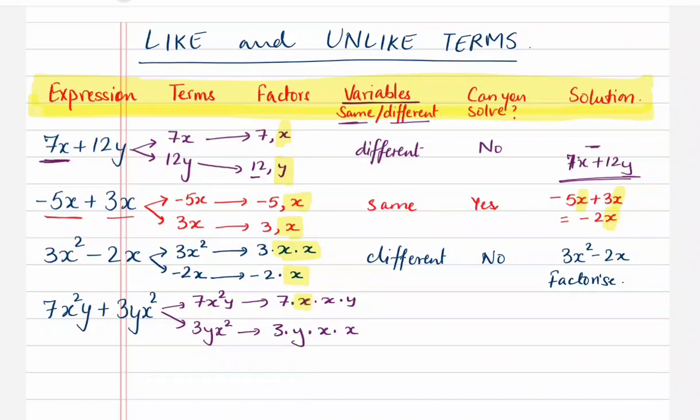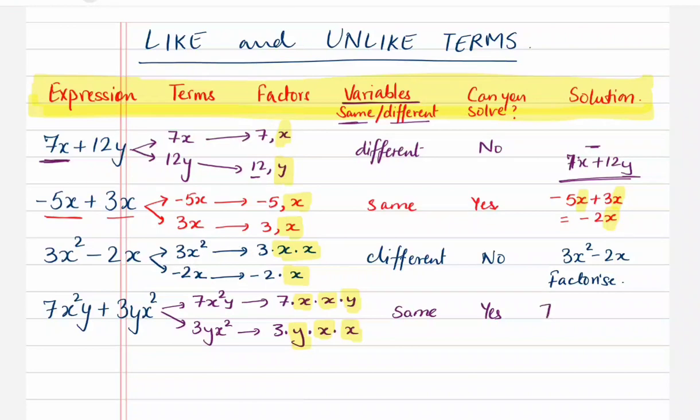So here we have 1, 2 x's, 1 and 2. So x times x, we have x squared in both. We have y in both. They are all multiplied. And the numbers don't matter here. So they are the same. So same means, can you solve it? Yes, I can solve it.